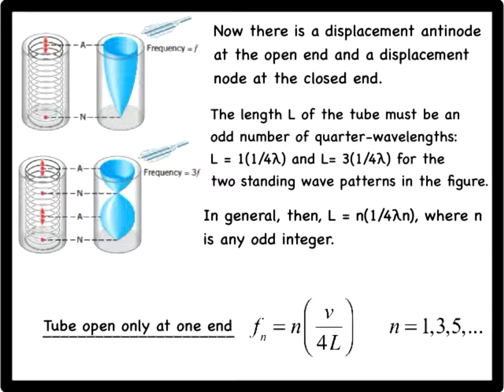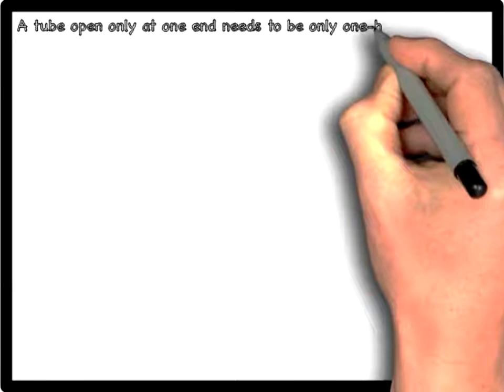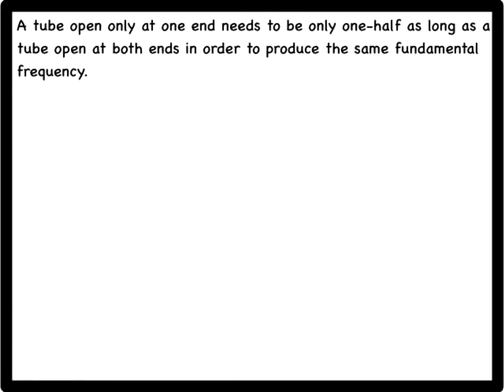In contrast, a tube open at both ends can develop standing waves at all harmonic frequencies, f1, f2, f3, etc. Moreover, the fundamental frequency f1 of a tube open only at one end is 1/2 that of a tube open at both ends. In other words, a tube open only at one end needs to be only 1/2 as long as a tube open at both ends in order to produce the same fundamental frequency.